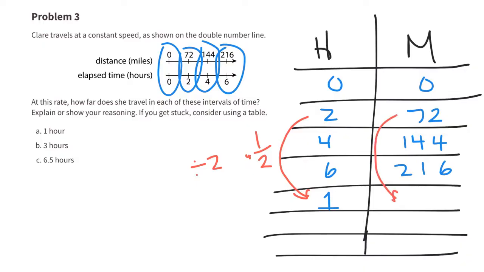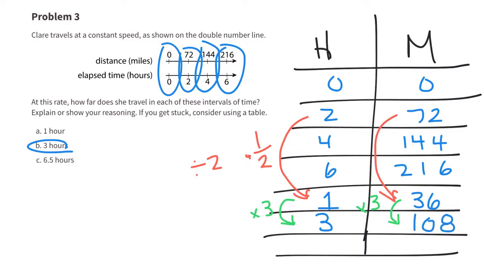So I'm going to do the same thing here, divide by 2 or multiply by a half. And that gives me 36. And then 3 hours. What am I going to do? Well, I'm going to put 3 right here. And I can see a nice, quick, easy relationship. I could take that 1 and triple it, times by 3. That gives me 3. So I'm going to take my 36 and triple it. And that gives me 108.